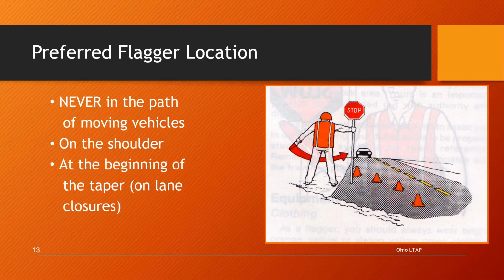Here we have a picture of the preferred flagger location. He's standing on the shoulder of the road at the beginning of a cone taper, and it says never in the path of moving vehicles. So you should not be standing out there in the middle of the lane as you try to stop someone.